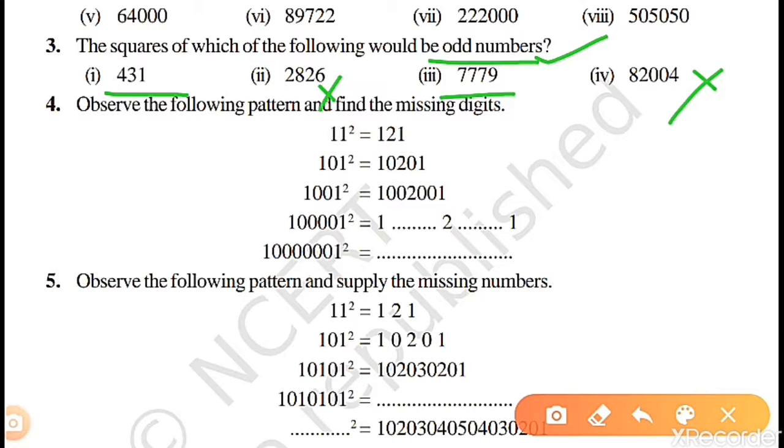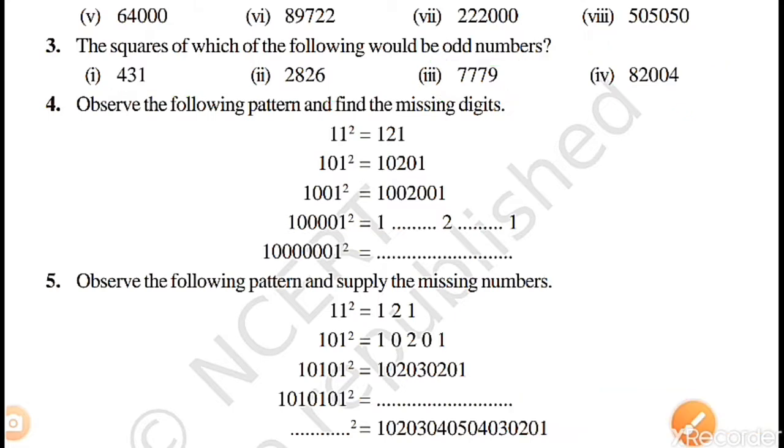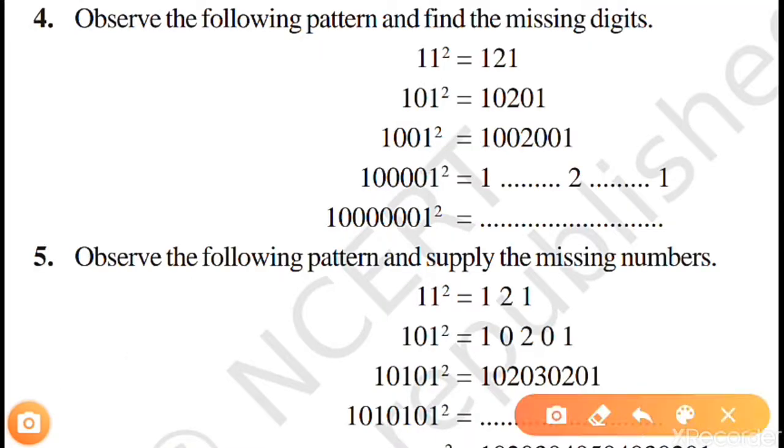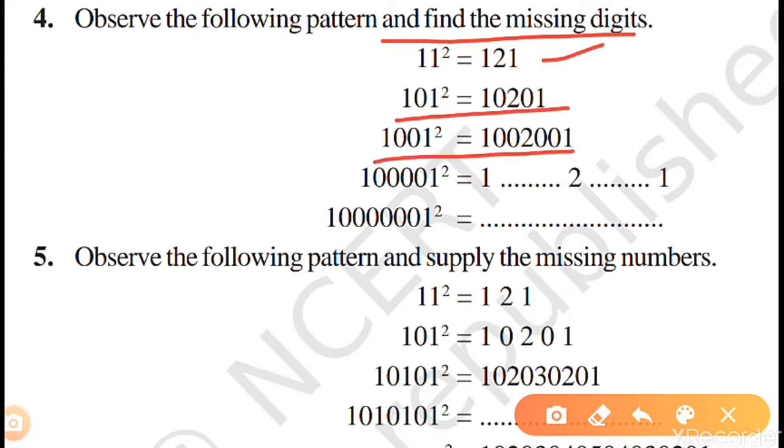Okay, now moving to the next question, that is question number 4. What does it say? Observe the following patterns and find the missing digits. You have been given some patterns, you have to observe them, then fill in the missing digits. Here 11 squared is 121, then 101 squared is there, 1001 squared is there, and so on.